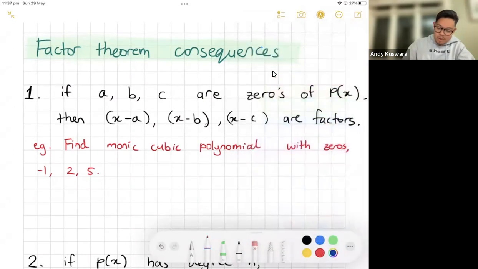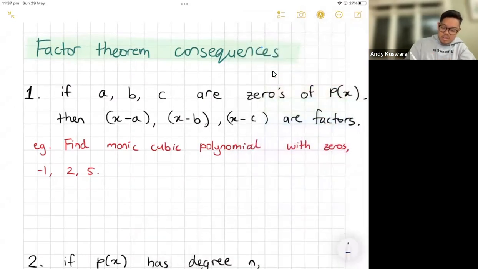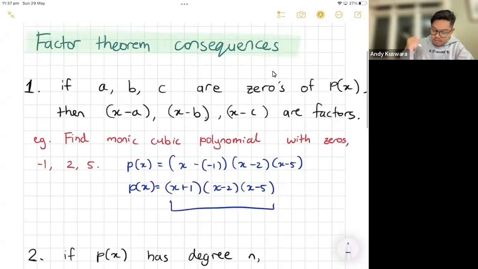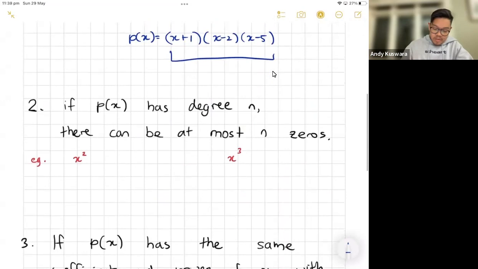They'll say, find a monic cubic polynomial with zeros minus 1, 2, and 5. So in other words, your polynomial can be written like this. It's just going to be x minus minus 1, x minus 2, and x minus 5. And just cleaning that up, that becomes x plus 1, x minus 2, and x minus 5. There you go. When you expand that out, you're going to get a cubic, and we've got our zeros, -1, 2, and 5. All sweet, all good. First one done.